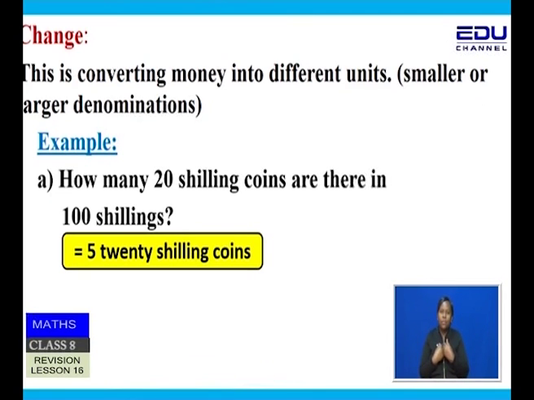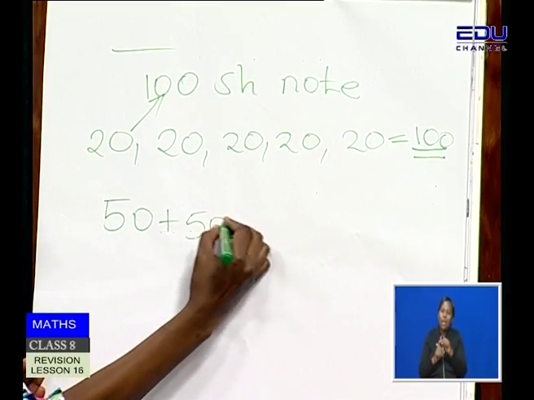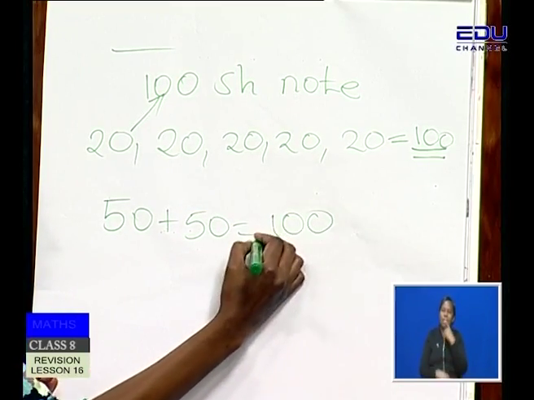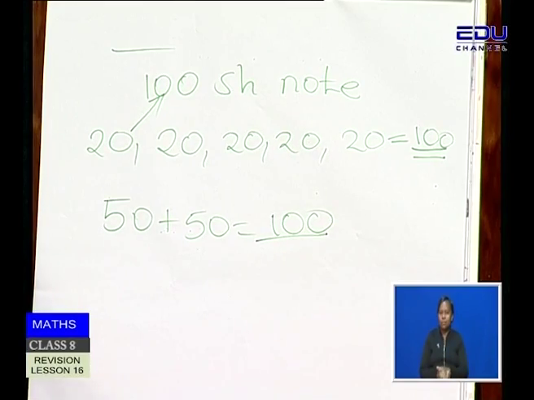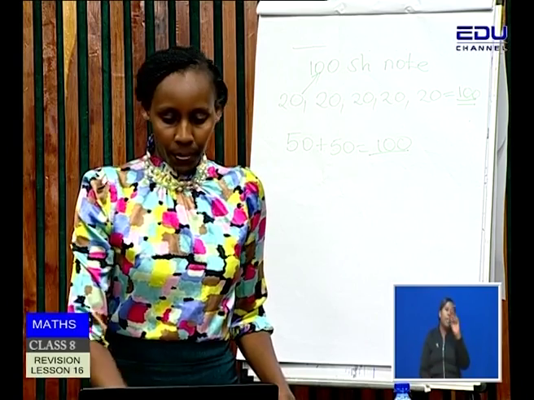Our example 2. How many 50 shilling notes are in 250 shillings? Again, what do we do, Lana? We put the 50 shilling notes together. That is 50 plus 50 to get 100 shillings. So that is change. How about balance?